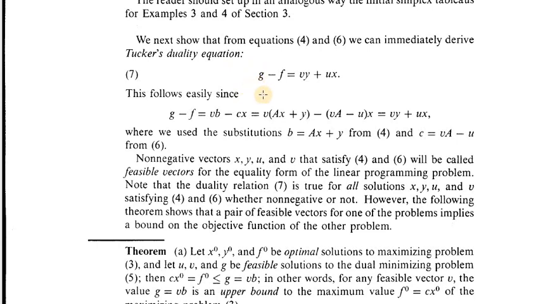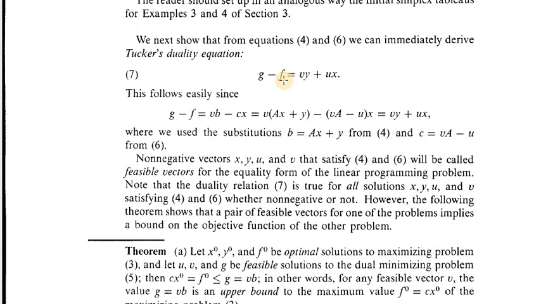So here you have any feasible solution for the minimization problem minus any feasible solution for the maximization problem is going to be equal to this sum. This is vector v times vector y plus vector u times vector x. And the point I made in the other video was that v, y, u, x are all non-negative vectors. Every entry in v, y, u, and x is either positive or 0. So this is going to be true for any feasible solution for the minimum and any feasible solution for the maximum.